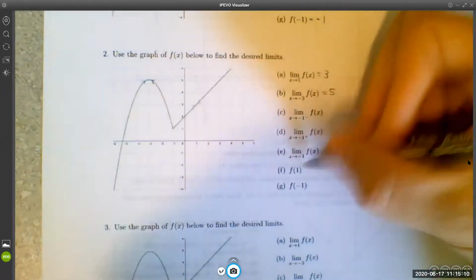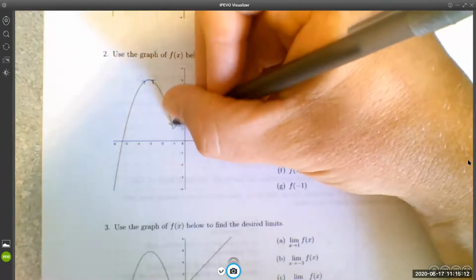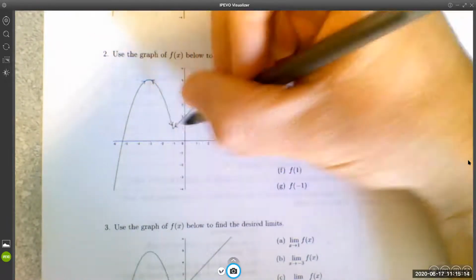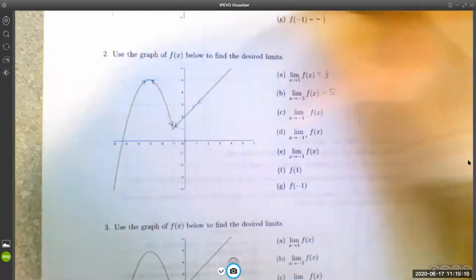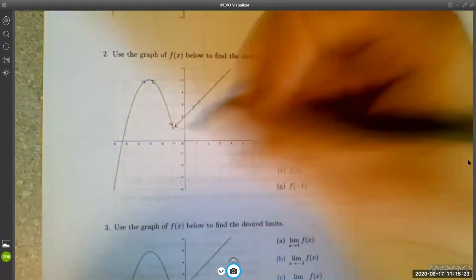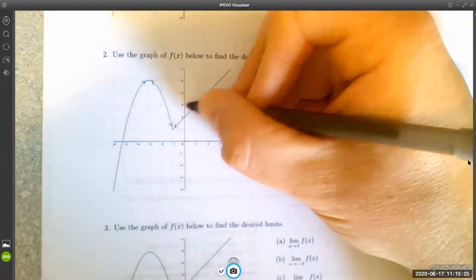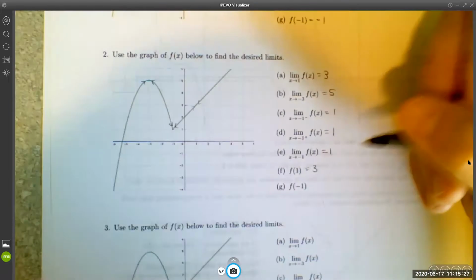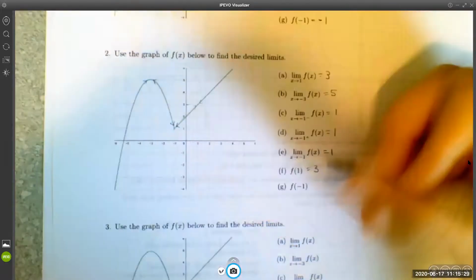Limit as x approaches -1. From the left and from the right, this time it looks like we are approaching the same value. It looks like we're approaching 1. Right? So of course this one is 1 and this one is 1. Now f of 1 is 3. F of -1 is 1.